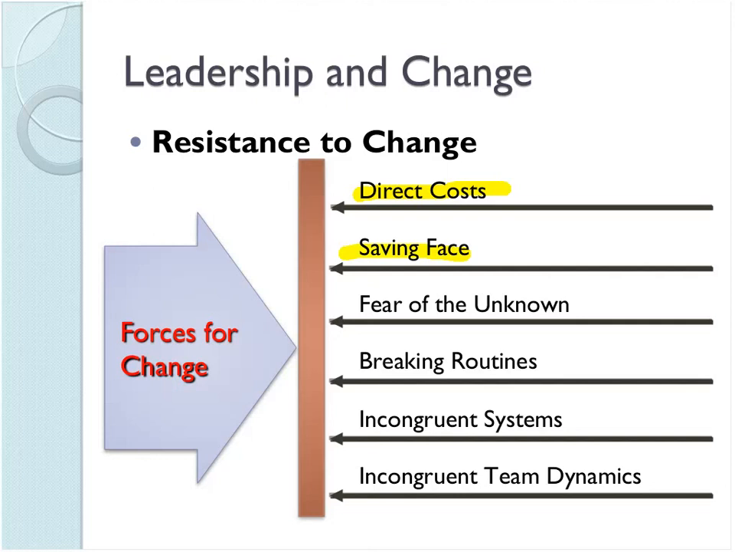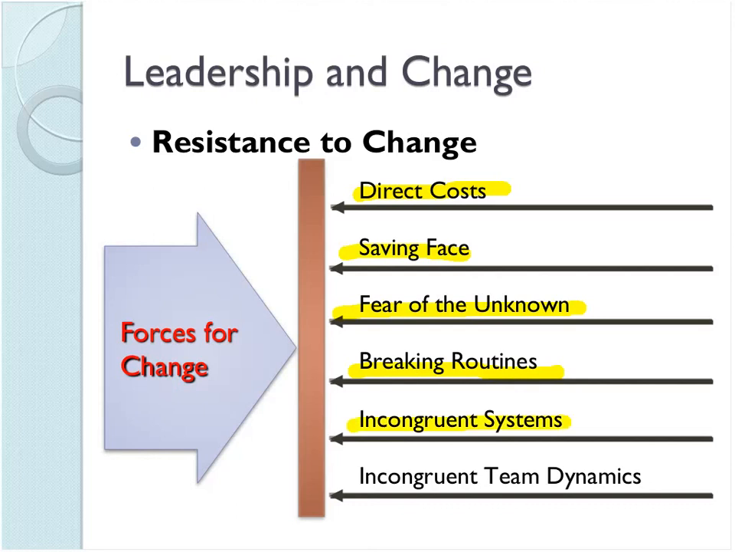Another one, fear of the unknown. This is about the people. When we talk about the employees, most employees don't want to change. They don't want to break the routines, the daily routines. Also, given the breaking of routines, people don't want to change their daily routines, daily duties.